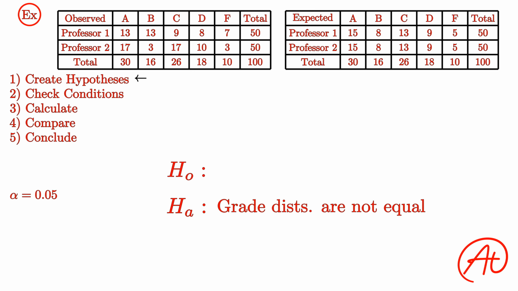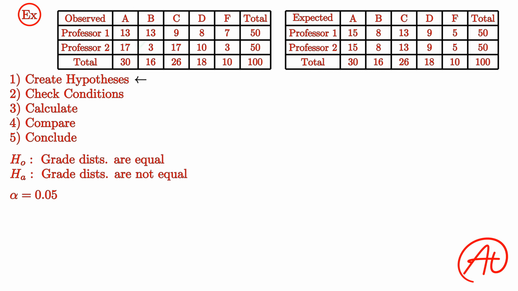Then our null hypothesis is always just the opposite of this, which makes our null hypothesis, H sub O, that the grade distributions are equal. Now that we have our hypotheses, we next need to check our conditions.